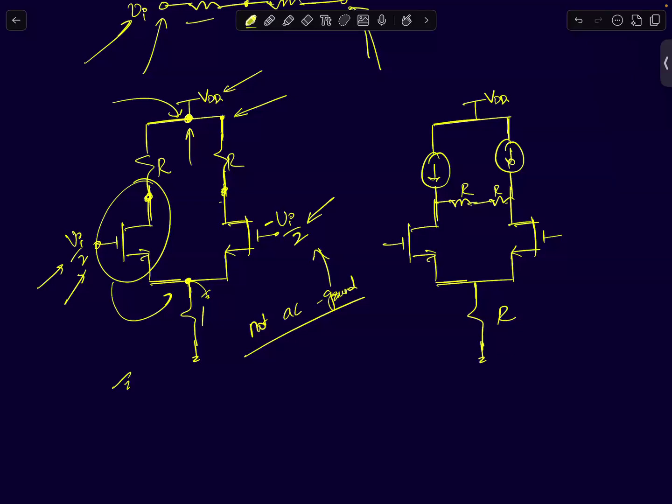So this ground is a differential ground. This node here is a differential AC ground. I should use the word differential AC. It's not a common mode AC ground, it's not zero for common mode. Here I'm using AC as a very generic term to indicate both differential and common mode. So when I said it's not AC ground, I mean that it's not ground for common mode signals. It's ground only when you apply differential AC signals.